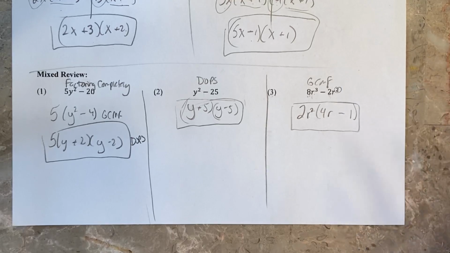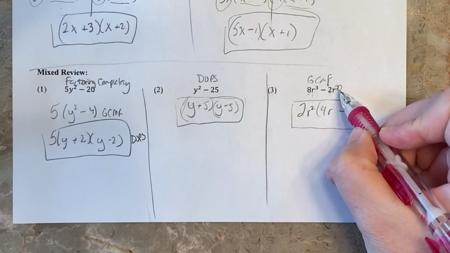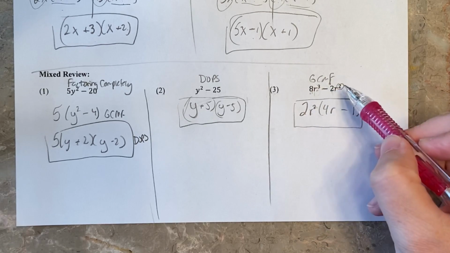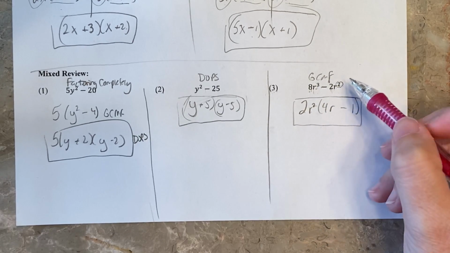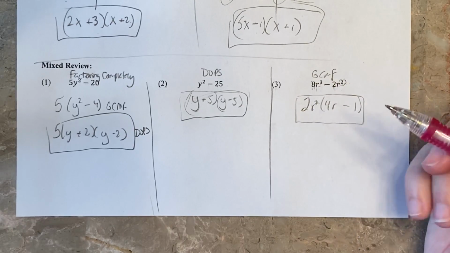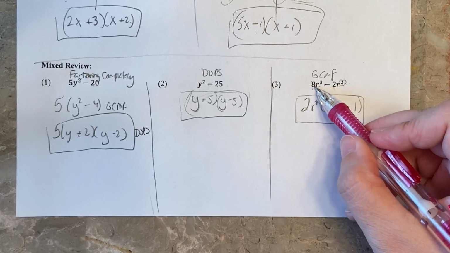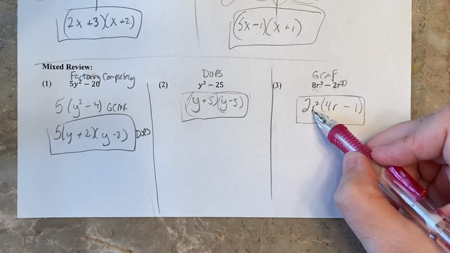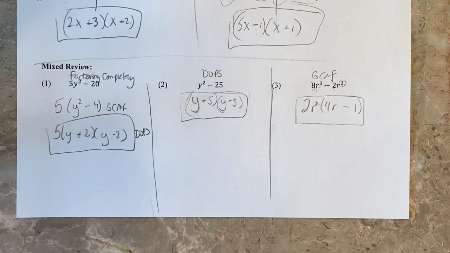So it's the highest exponent they have in common, but you're essentially just taking the smaller of the two, and that always works. So if this was a 5 and a 3, you would take the 3. If this was an 8 and a 6, you would take the 6. Always take the smaller. 8r to the third divided by 2r squared is 4r. And then negative 2r squared divided by 2r squared is negative 1. And that is your answer.